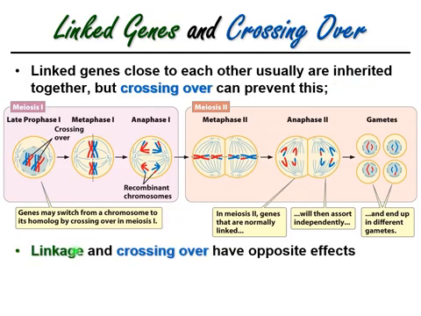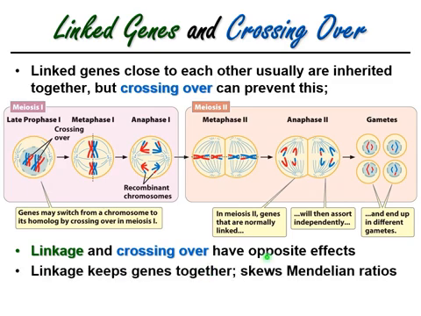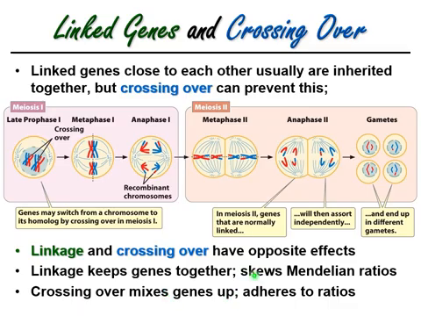So, to summarize, linkage and crossing over basically have opposite effects. Linkage keeps genes together, skews Mendelian ratios. Crossing over mixes genes up, gets us closer and closer to our original 9:3:3:1 or 3:1 ratios, Mendelian ratios.